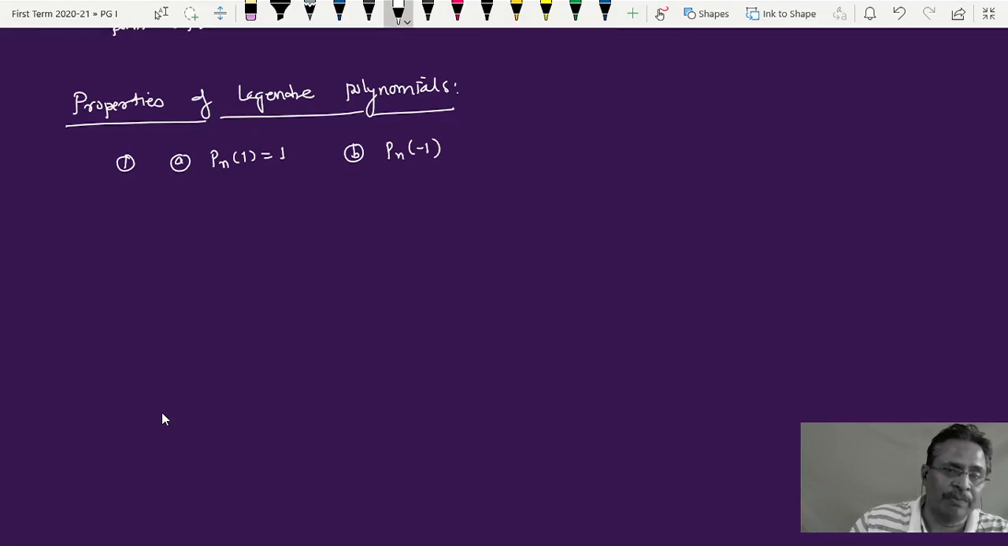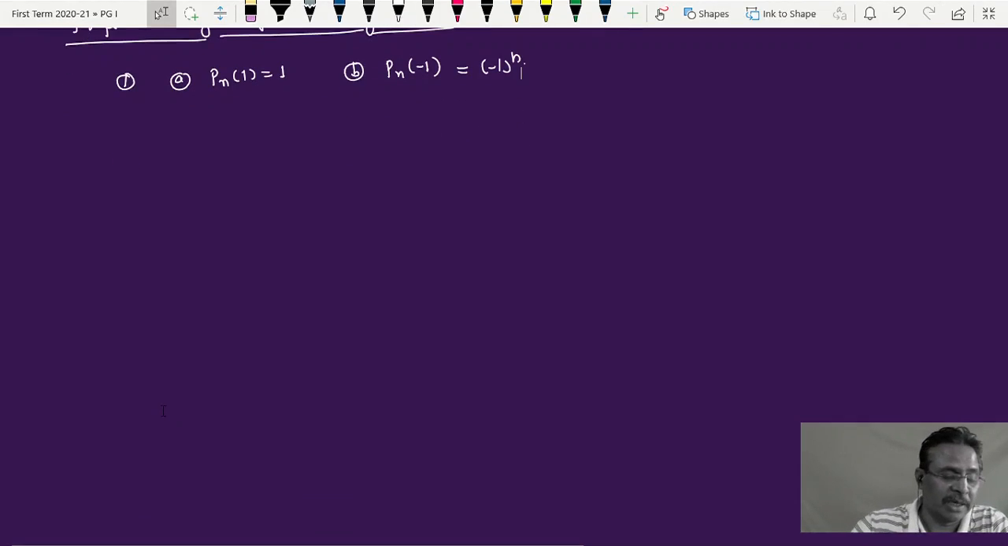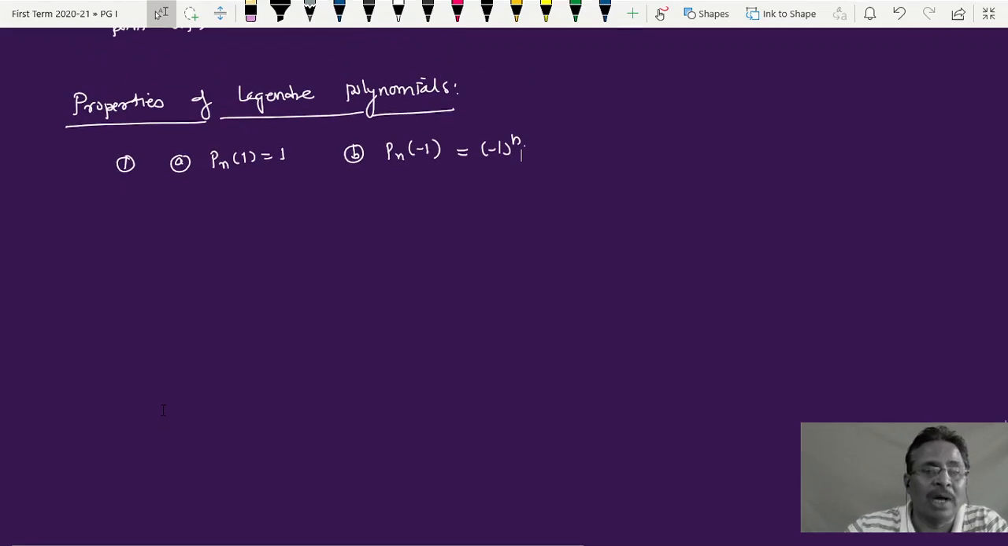This is the outcome. Here I am taking any polynomial like p0(x), p1(x), p2(x), but this time I am taking x equal to minus 1 and here it comes to be minus 1 raised to n. Very important property. This can be proved mathematically as follows. So the first property is Pn of 1 is equal to 1 and Pn of minus 1 is equal to minus 1 raised to n. Now let's go for its proof.